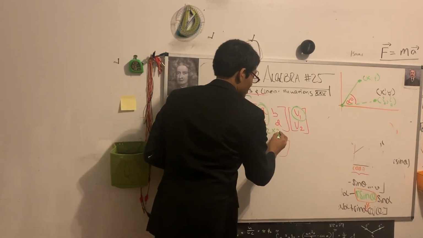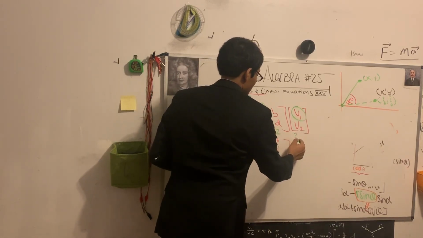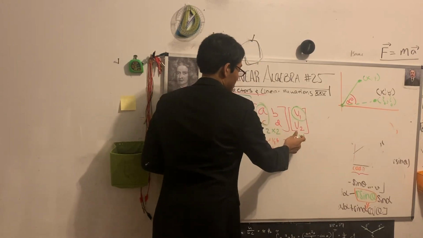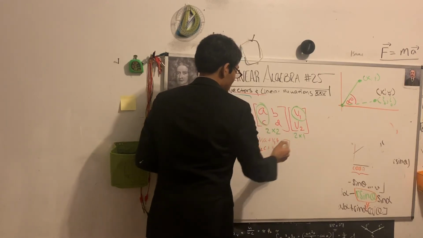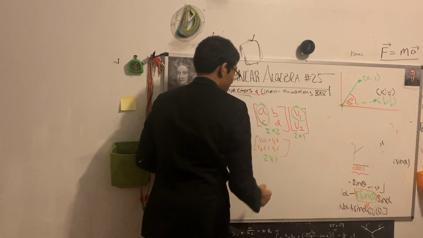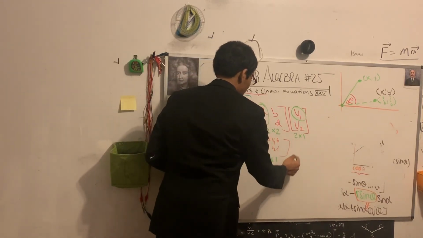But remember, this is a 2 by 2 matrix, right? And this is a, how many rows? 2, and how many columns? 1. So the result would be a 2 by 1 matrix, which is indeed what you have.